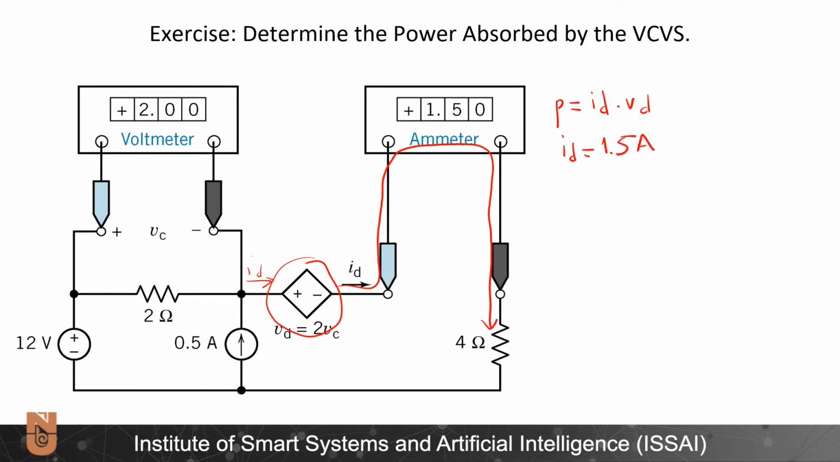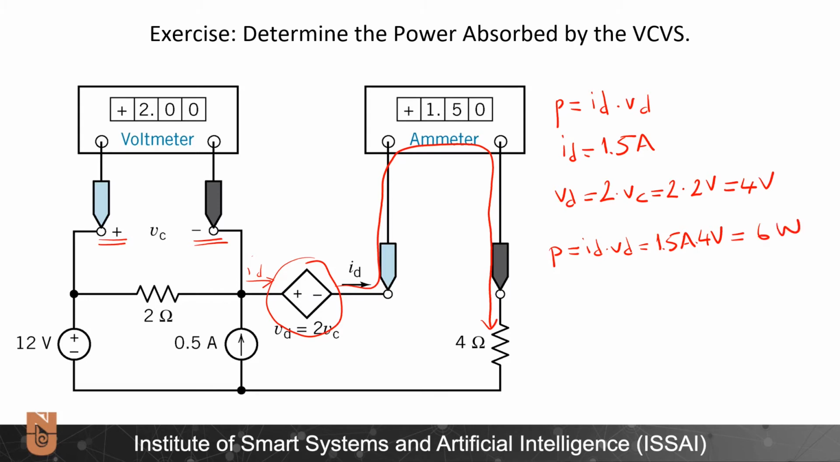VD is a little bit more complicated. VD is equal to 2 times VC. Therefore, we need to find the value of VC. The value of VC is being measured by the voltmeter, and it is equal to 2 volts. Therefore, VD is 2 times 2 volts, which is equal to 4 volts. In order to find the power absorbed, we need to multiply ID with VD, which is equal to 1.5 amperes times 4 volts, which is equal to 6 watts.